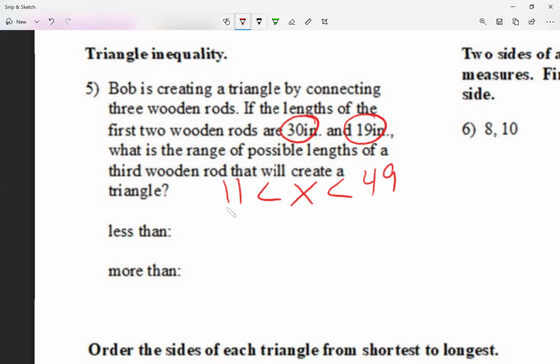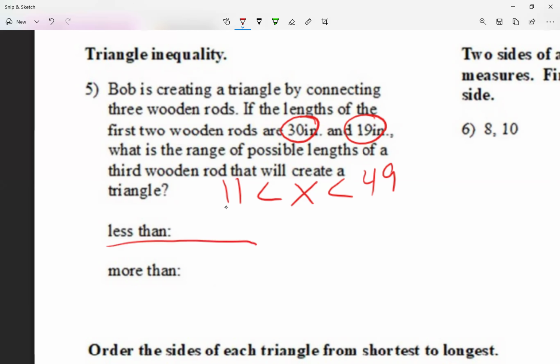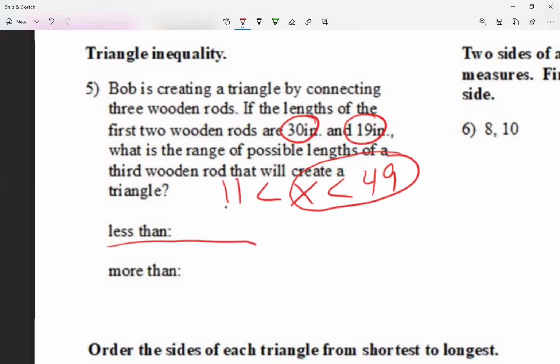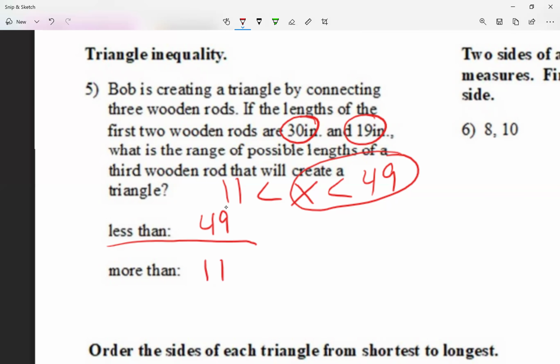So having that said, I should be able to answer the following. My value is less than what? Well, it's right here. It has to be less than 49. So that's what I answer, less than 49. More than what? Well, x is more than 11, right? So that's what I'm asking. I'm asking you guys to type in the same idea, just to type it in there for us to understand it a little bit more. It has to be less than 49. It has to be more than 11.